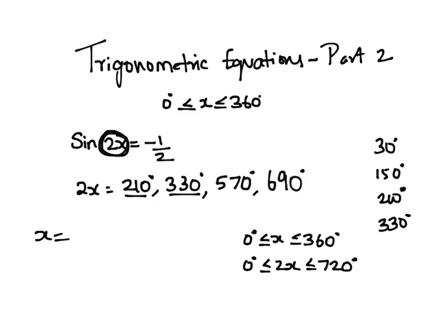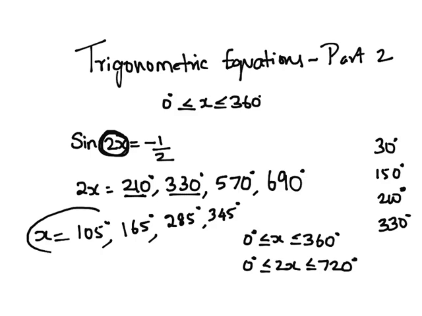So x is nothing but 210 divided by 2, which is 105 degrees, 330 degrees divided by 2, which is nothing but 165 degrees, 570 degrees divided by 2, which is nothing but 285 degrees, and finally 690, it's nothing but 345 degrees. So these are the four solutions for this particular trigonometric equation, right?